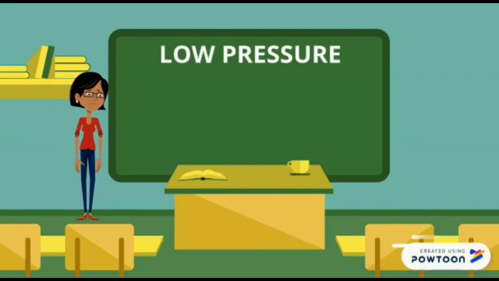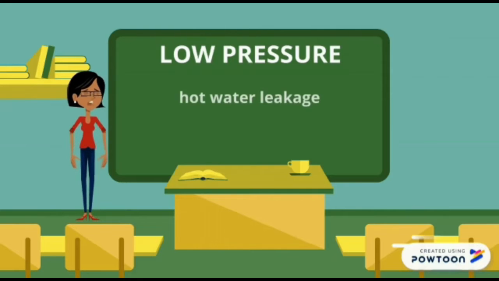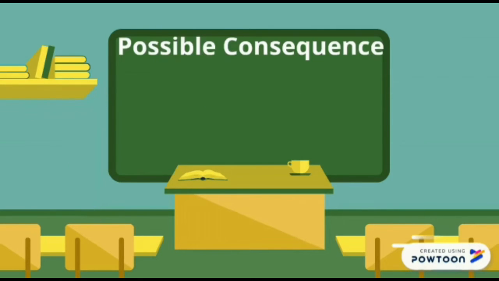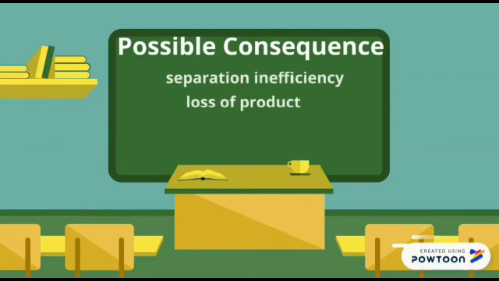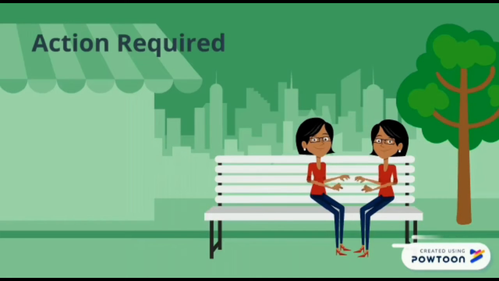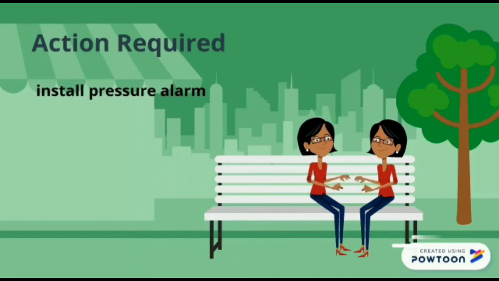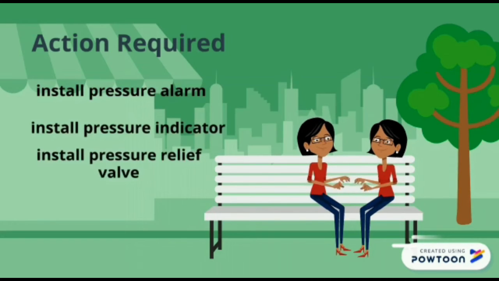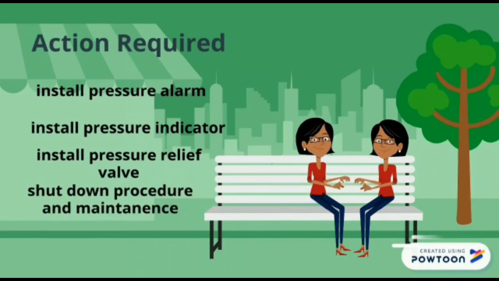As for low pressure, the possible cause is hot water leakage into the system. Therefore, the possible consequence for low pressure is separation inefficiency. The action that needs to be taken is to install a high or low pressure alarm, pressure indicator, pressure relief valve, and also shut down procedure and maintenance.